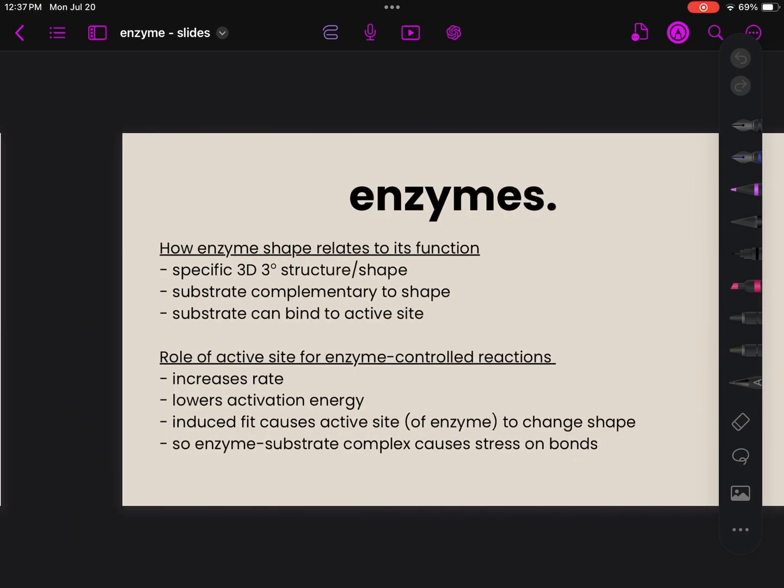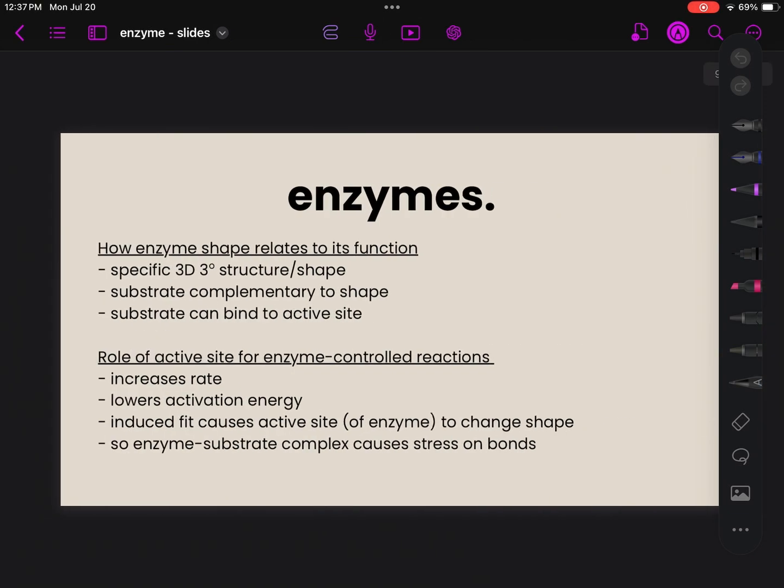The shape of the active site is complementary to that of the substrate. When we're looking at how the enzyme shape relates to its function, it has a specific 3D tertiary structure/shape, and that means the substrate is complementary to the shape and the substrate is able to bind to the active site.